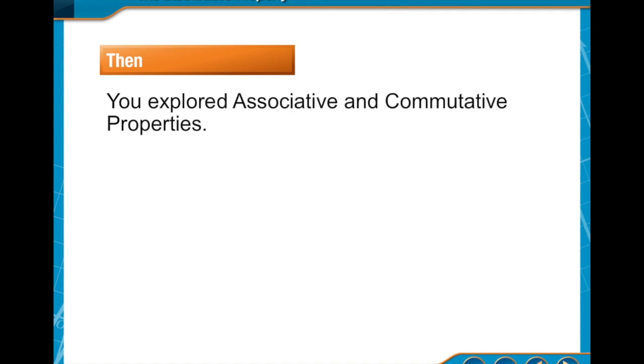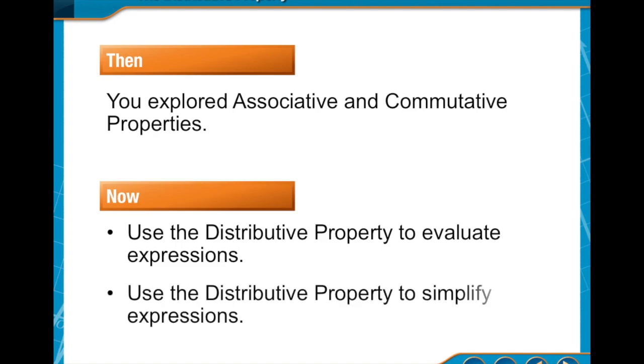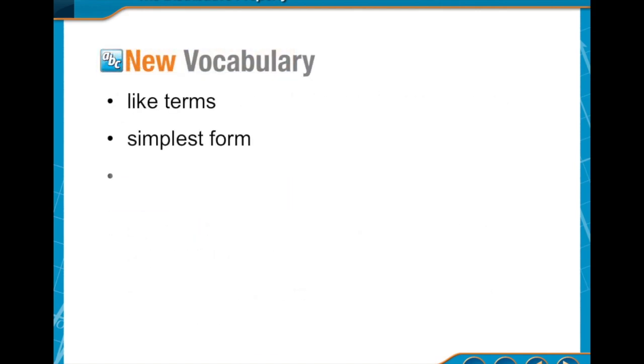Before, we've talked a lot about associative and commutative properties, all those things we wrote on the board earlier this week. Now we're going to move forward and work on applying the distributive property in as many ways as possible. This will help us to evaluate expressions to find the value of these expressions. We'll also use the distributive property to simplify and work through some examples.